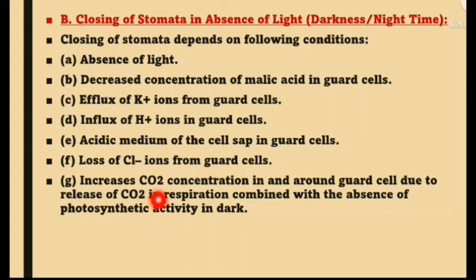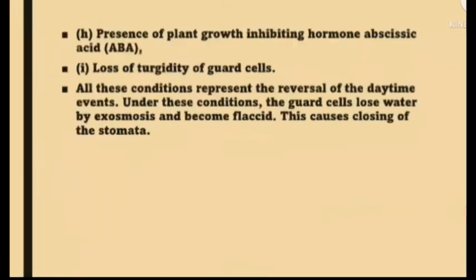Now, increased carbon dioxide concentration in and around the guard cells due to release of CO2 in respiration combined with the absence of photosynthetic activity in dark. Presence of plant growth inhibiting hormone, abscisic acid ABA, and loss of turgidity of guard cells. All these conditions represent the reversal of the daytime events. Under these conditions, the guard cells lose water by exosmosis and become flaccid. This causes closing of the stomata.